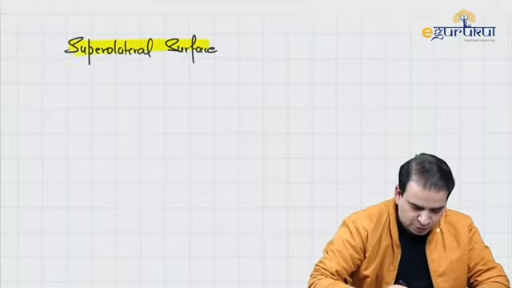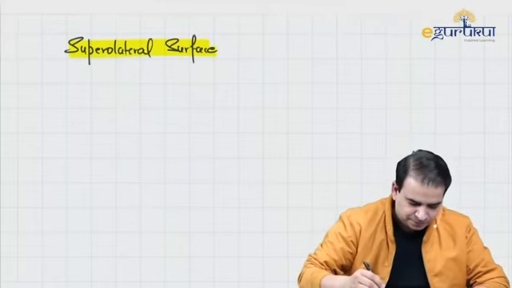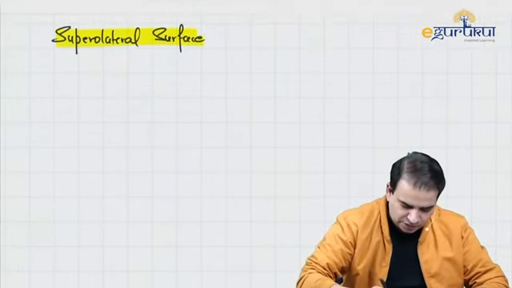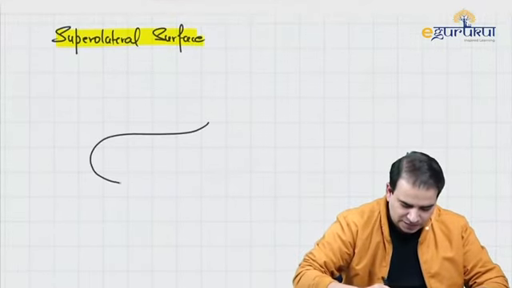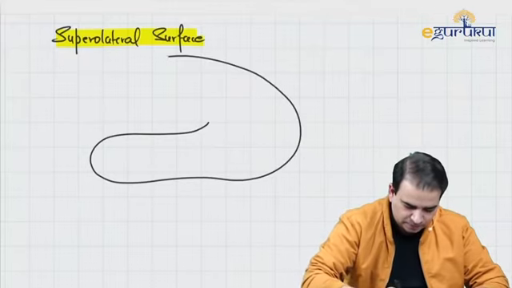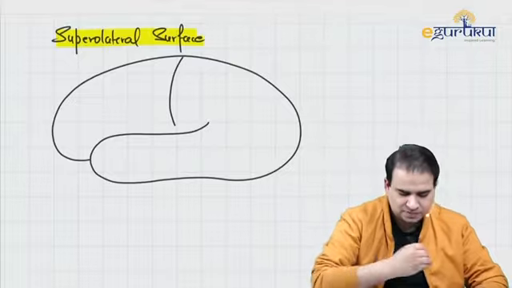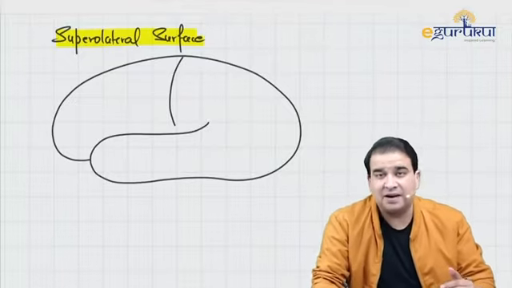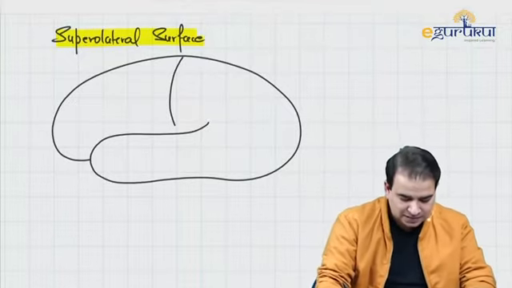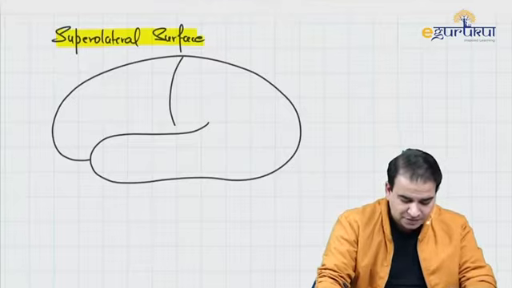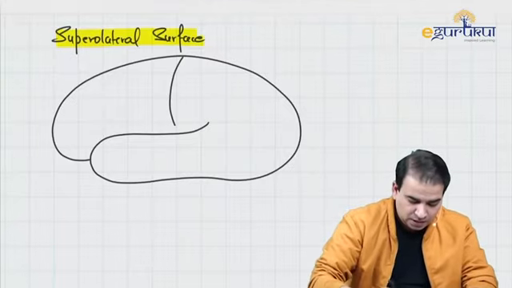So when you see the superior lateral surface of the brain, this is how it's going to look. This is the Sylvian sulcus. And let's say this is a central sulcus, right? The two sulci which we can easily identify: the Sylvian sulcus and the central sulcus.